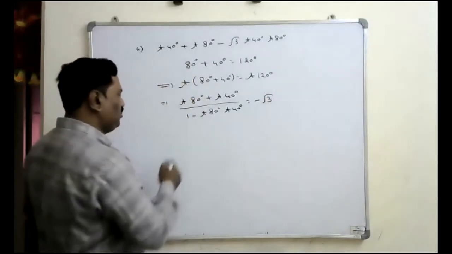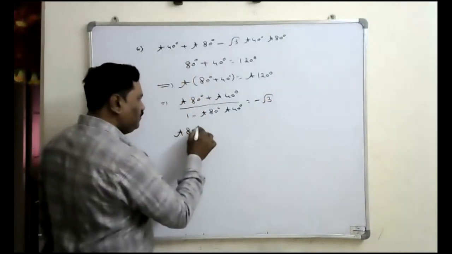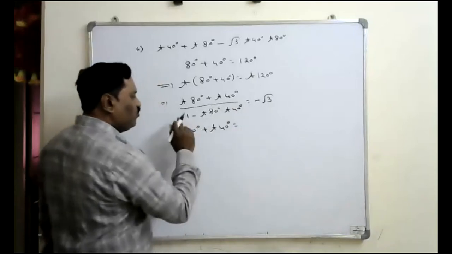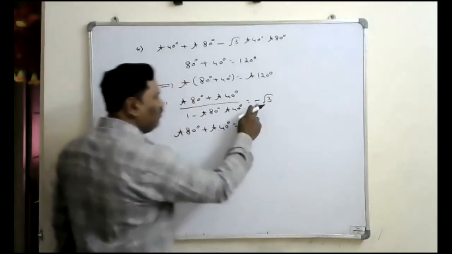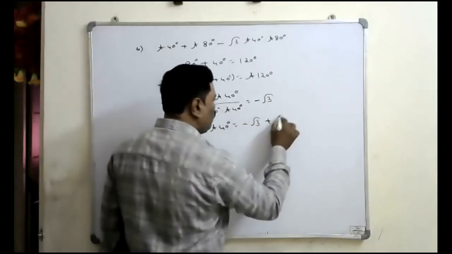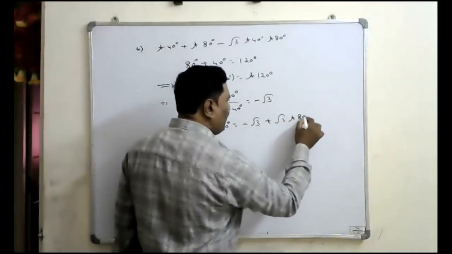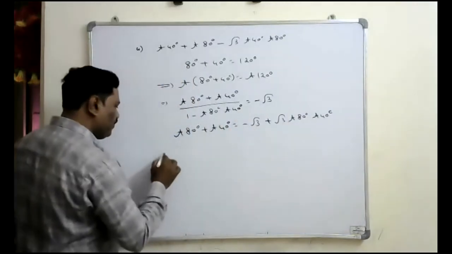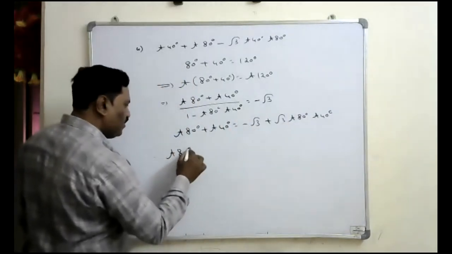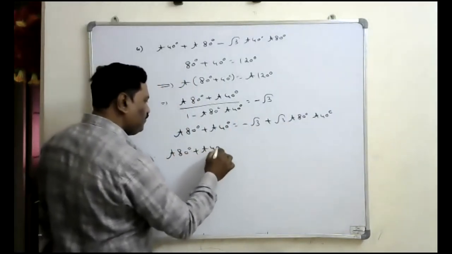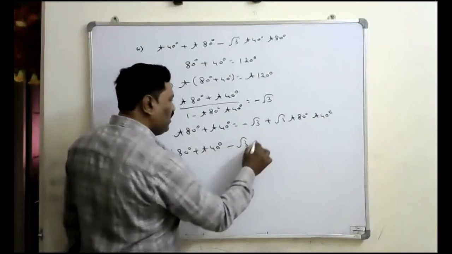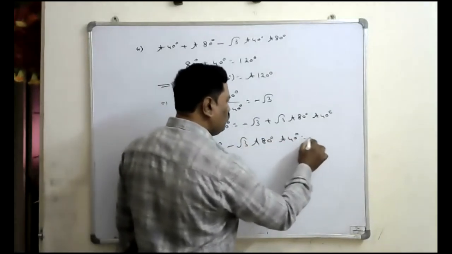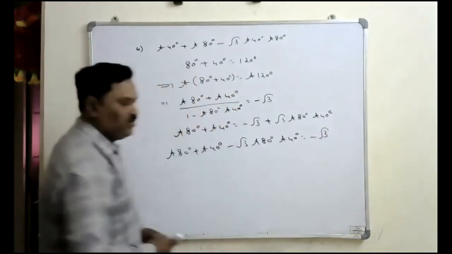So the cross multiplication, then tan 80 plus tan 40 is equal to minus root 3 into 1, that is minus root 3. Minus into minus is plus root 3 tan 80 tan 40. Now bring this term to this side, therefore tan 80 degree plus tan 40 degree minus root 3 tan 80 tan 40 is equal to minus root 3. That's the answer we have to remember.